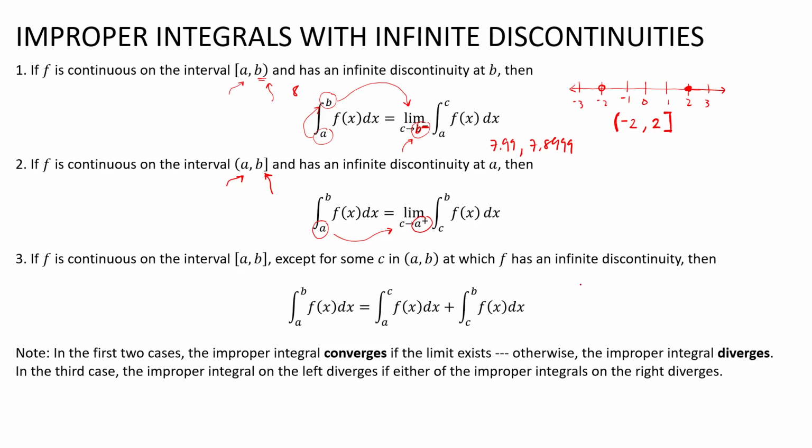So for the third one, it's just a combination of the first two. So that's the same as earlier. You can try to split it into two parts and then evaluate the discontinuous improper integral. So it also has two types of answers. If it exists, it converges. If it's not, it diverges.